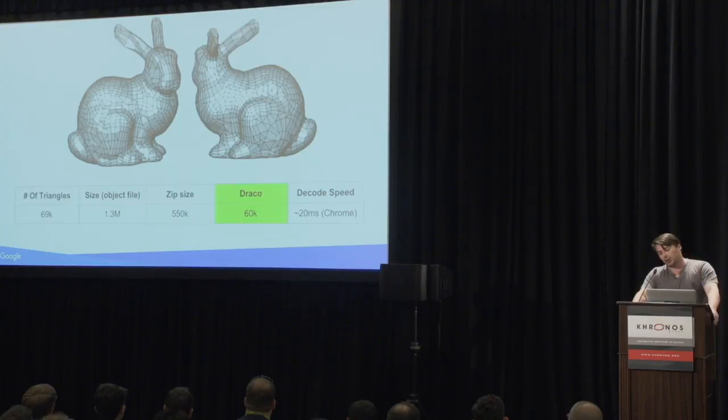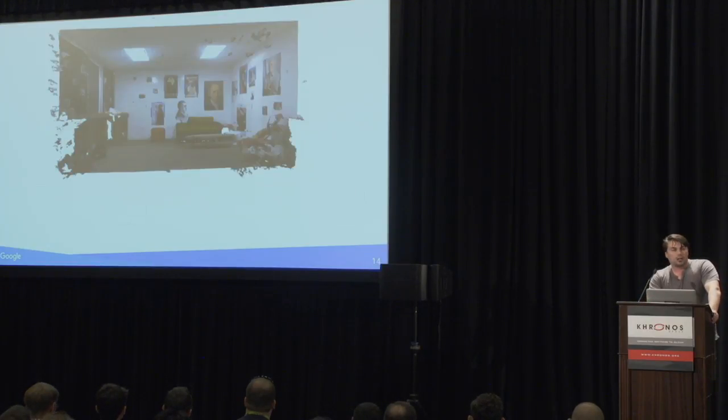But what's also key to Draco is that it's very fast in the browser. We have a JavaScript decoder for these models, and decompressing this model took on the order of about 20 milliseconds on a fairly decent computer. So that's a fairly boring model.